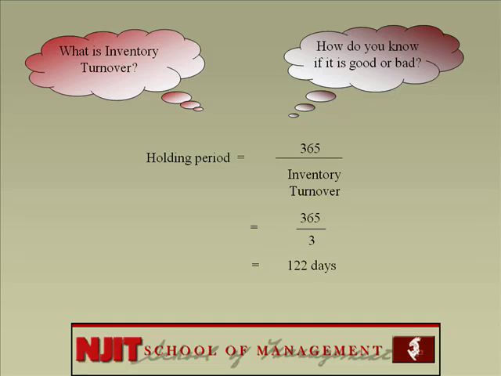Well, it depends. It depends on the industry. For example, if the company is selling expensive jewelry, maybe okay. If it's selling fish and they have crates of fish for 122 days, then maybe it's not so good. So an investment analyst or management consultant would compute this ratio and then compare it to the industry.